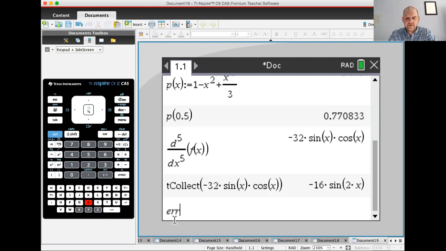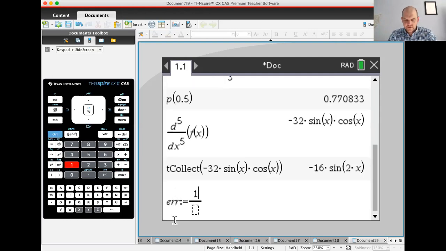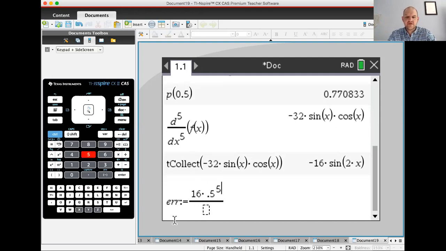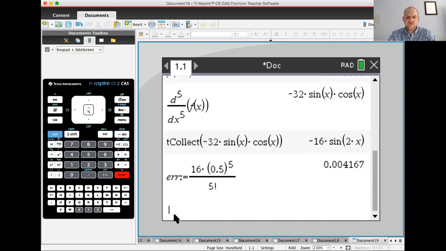All right, so the error that I'm going to find is going to be my value of M, which is 16, times the absolute value of 0.5 minus 0, so just 0.5, to the fifth, since we did the fifth derivative, over 5 factorial, really small. So this is going to be pretty close. I have to actually write that down. So the absolute value of the error, you should also be writing this down, is less than or equal to 16 times the absolute value of 0.5 to the fifth over 5 factorial, which I'm just going to store.